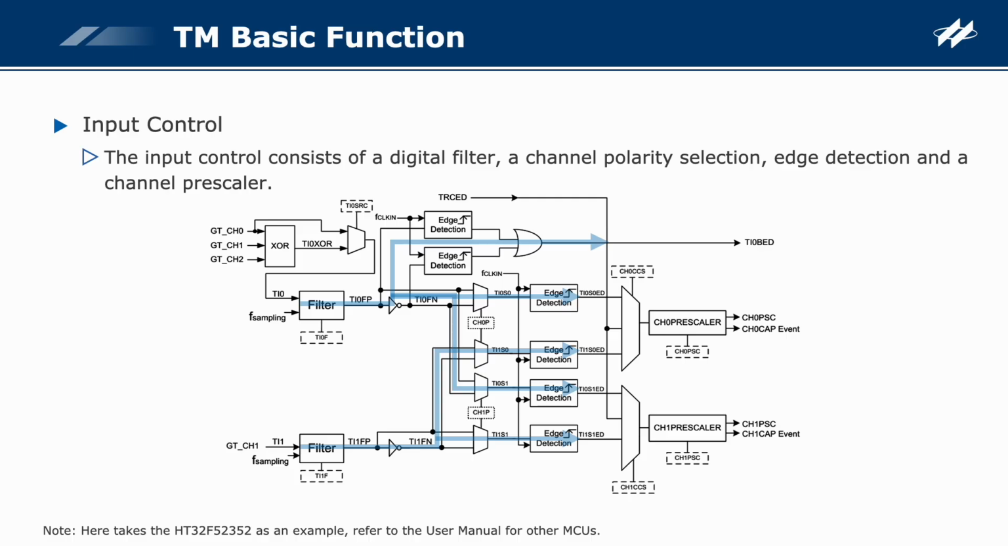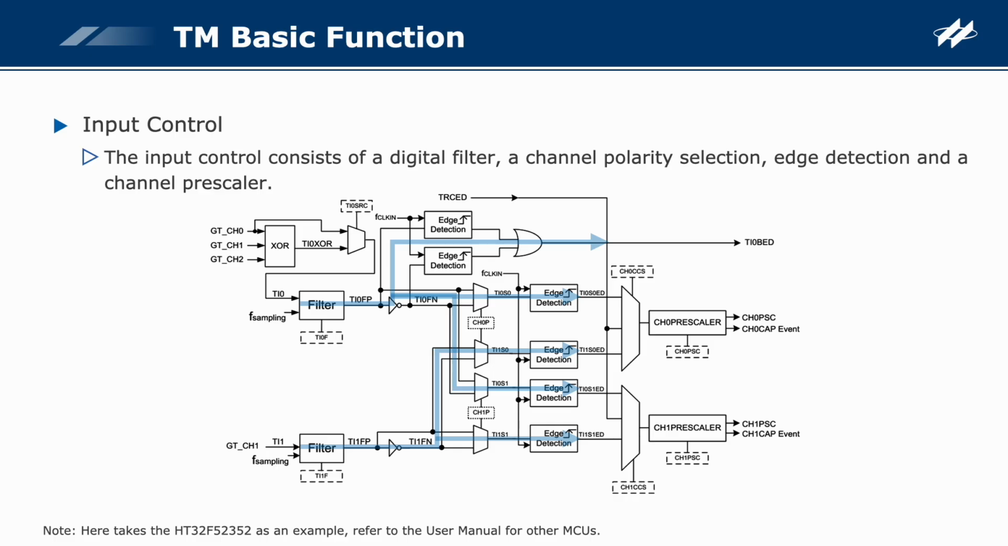The CHXP bit in the CHP-OLR register determines whether the capture event occurs on a channel rising or falling edge. The CHX-CCS bits determine whether the channel capture is from the TIXSXED or TRCED signal. The TRCED signal is generated by the TI0BED, ITI0, ITI1 and ITI2 via the trigger controller.